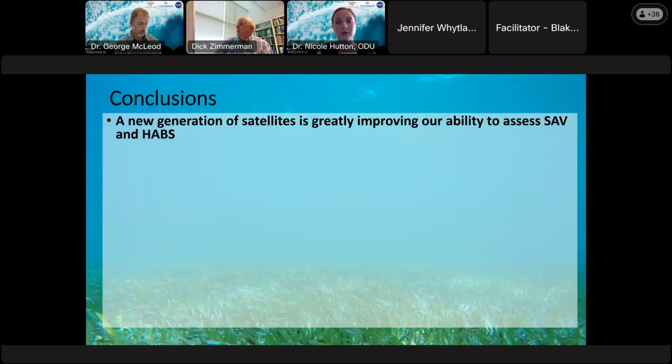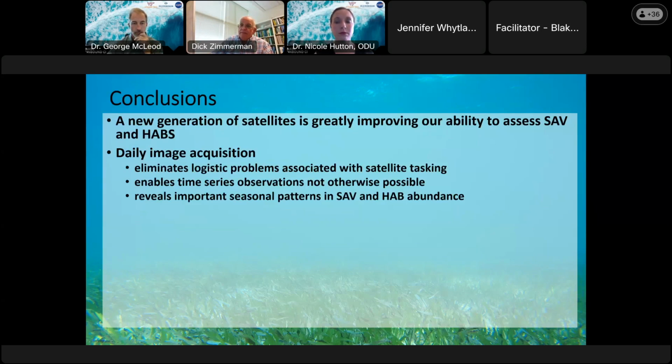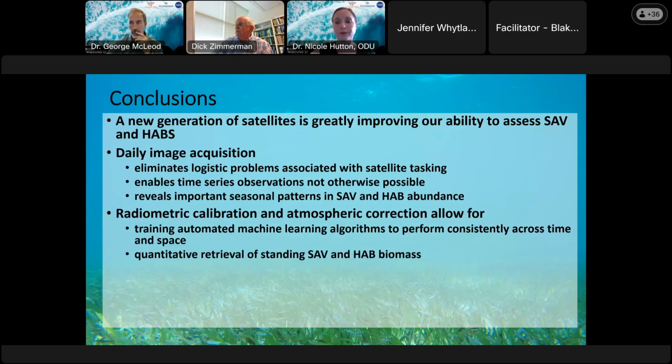So this new generation of satellites is greatly improving our ability to assess both submerged aquatic vegetation and HABs, and you can probably think of a variety of other applications for this technology as well. The important thing is that we get daily image acquisition, which eliminates the logistic problems associated with satellite tasking, enables time series observations that wouldn't be possible otherwise, and it reveals important seasonal patterns in SAV and HAB abundance that we can't get from any other resource.